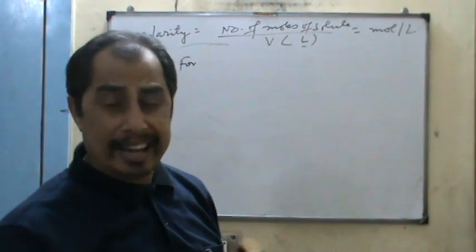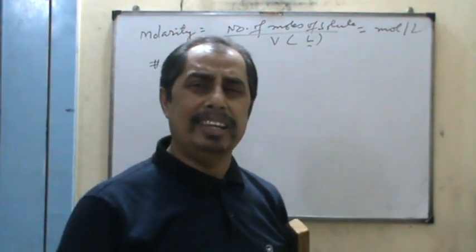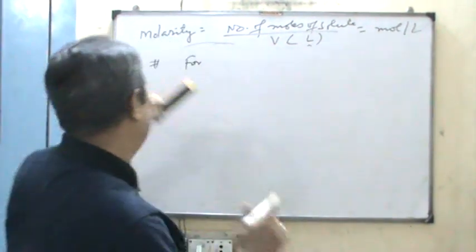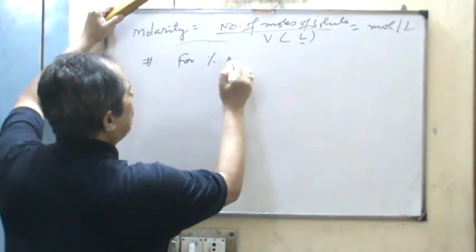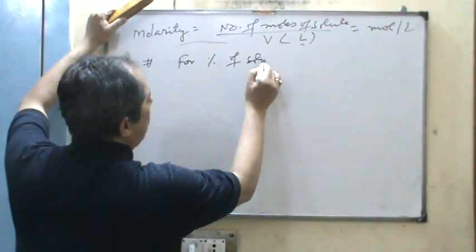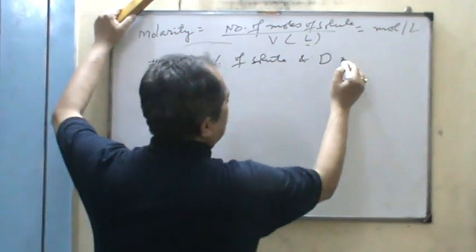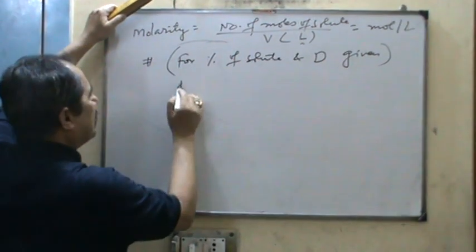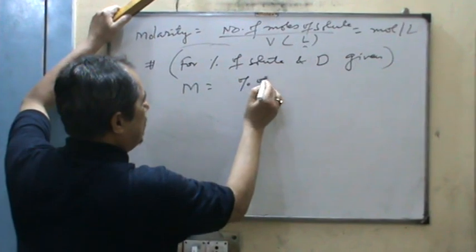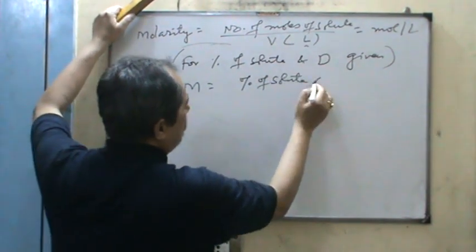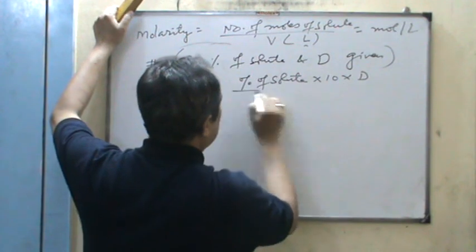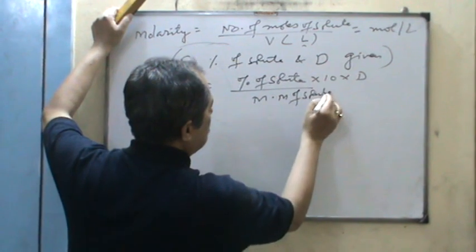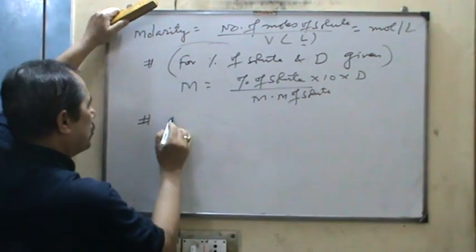If percentage is given and density is given, then how can you calculate molarity? I'll give a very good formula that is very widely used. For percentage of solute and density, D stands for density. Therefore, molarity is equal to percentage of solute into 10 into D upon the molar mass of the solute.